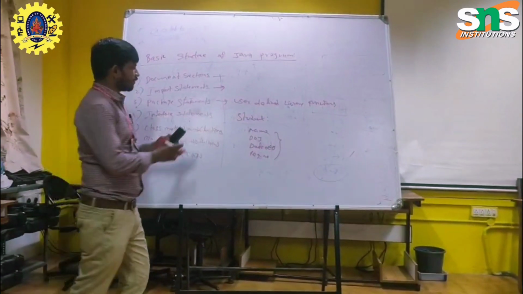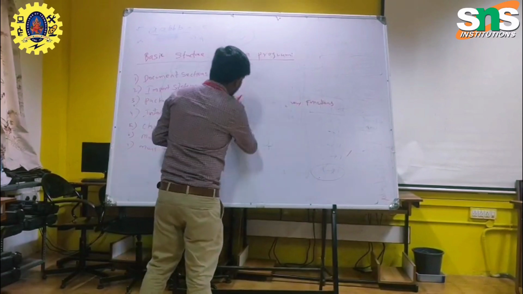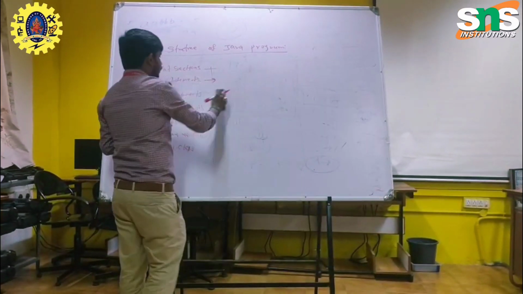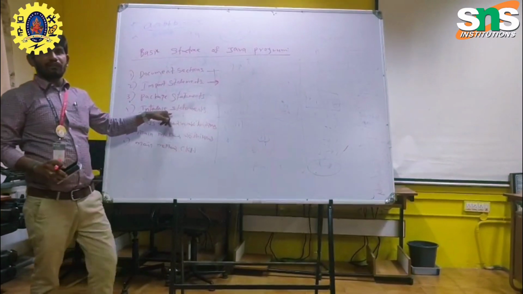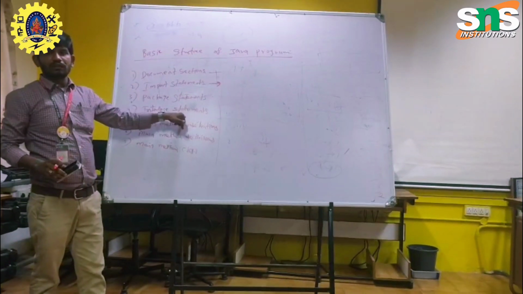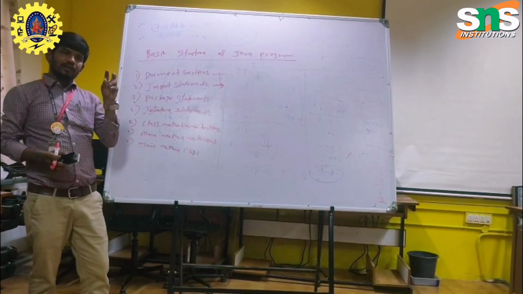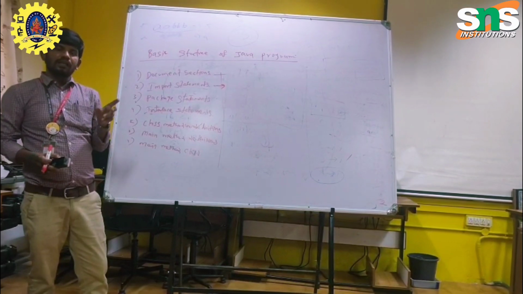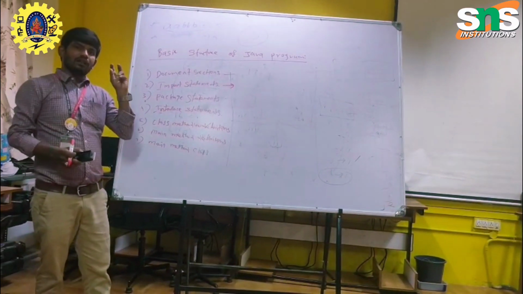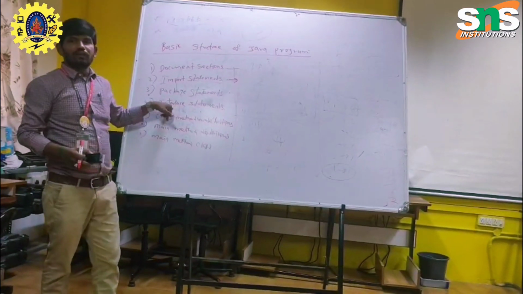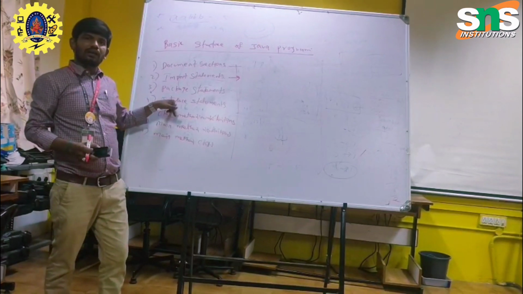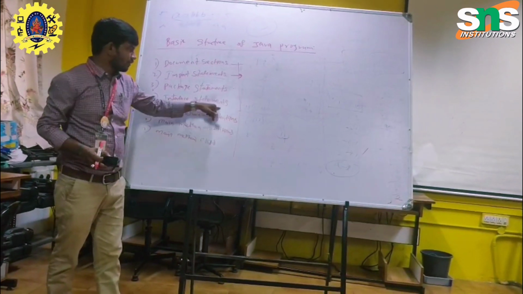Okay, so next one is the interface statement. In Java, we cannot directly achieve multiple inheritance, because in Java we have the inheritance concept, and within it there is one type called multiple inheritance. The multiple inheritance we can achieve through the interface keyword. That is the interface statement.